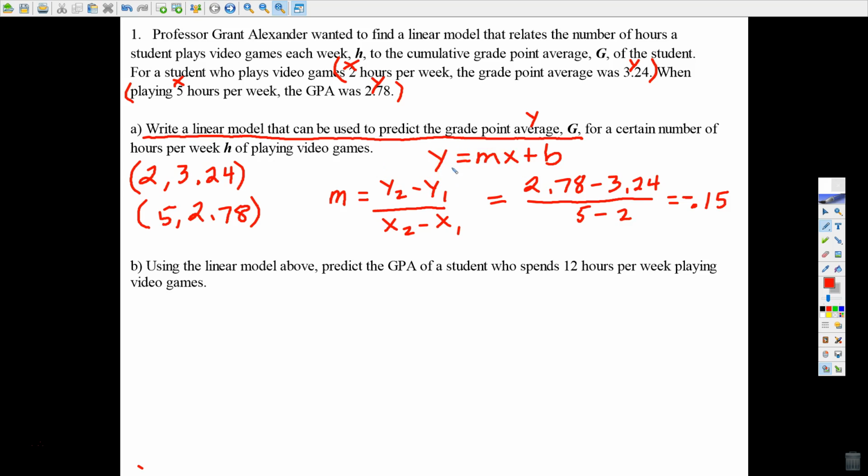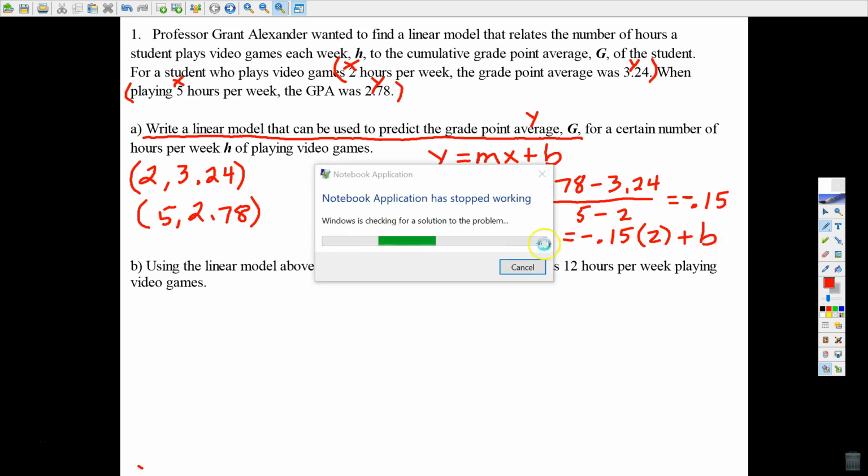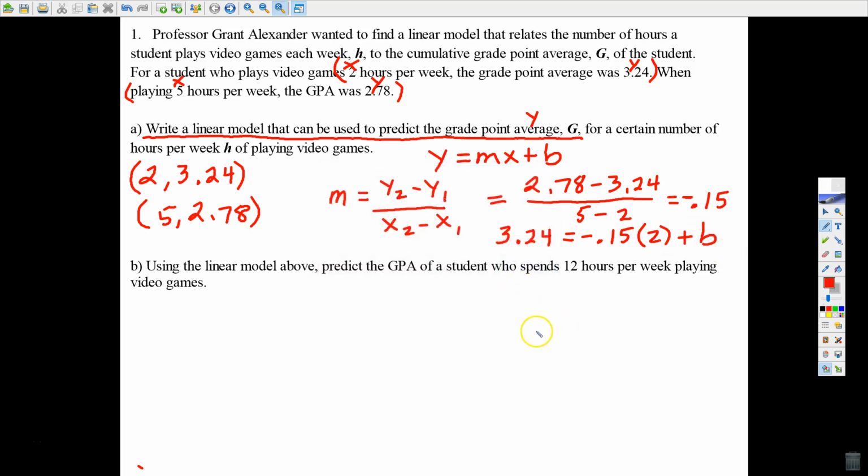Really doesn't matter, I'm just going to go with the top one. So I'm going to plug into y, I'm going to use 3.24 equals the slope that we came up with times the x, which is 2, plus b. So we're going to be able to solve for b. So once again, you probably want your calculator.